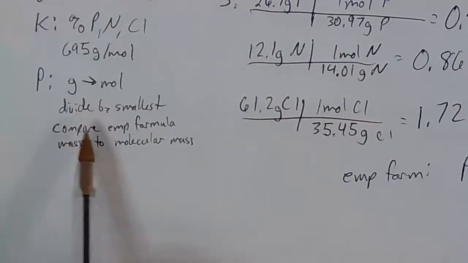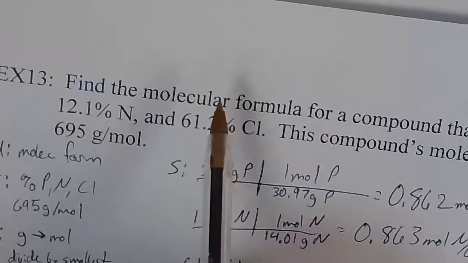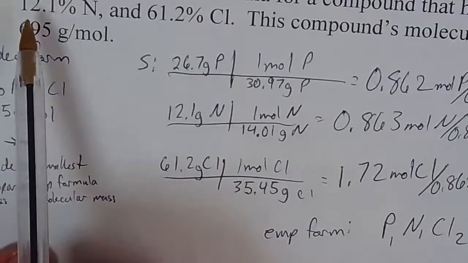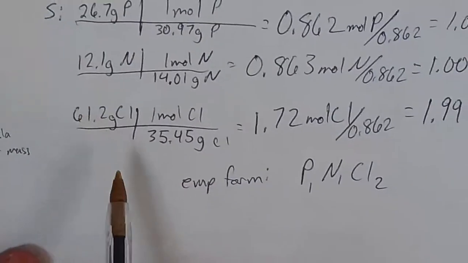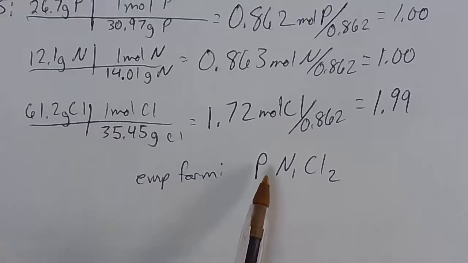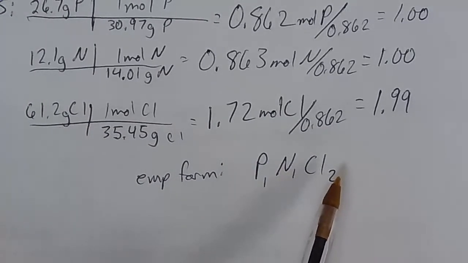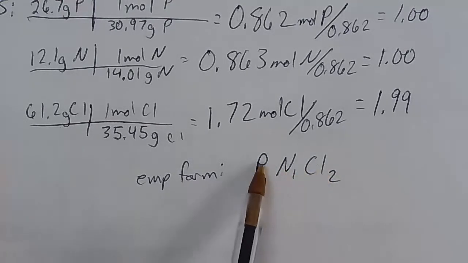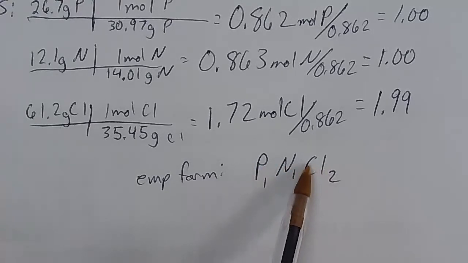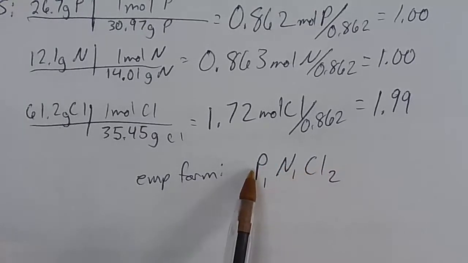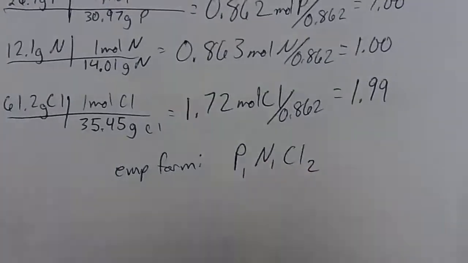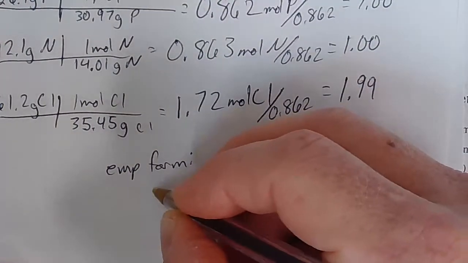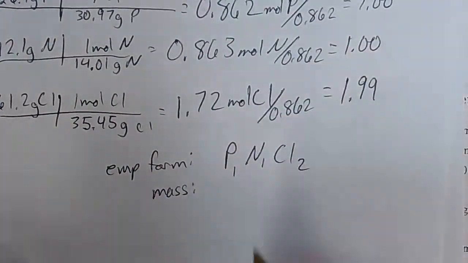Now, so the last step is going to be to compare the empirical formula to the molecular mass. So it says that the molecular mass of this compound is supposed to be 695. And we determined that the empirical formula is P1N1Cl2. Now, just a gut check, are those going to add up to 695? Okay, so the molecule must be bigger than just P1N1Cl2. So to figure out how much bigger, let's add up the mass of this compound and see just how much the mass of that is.